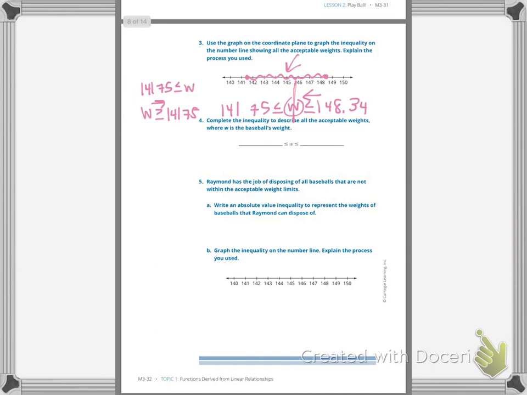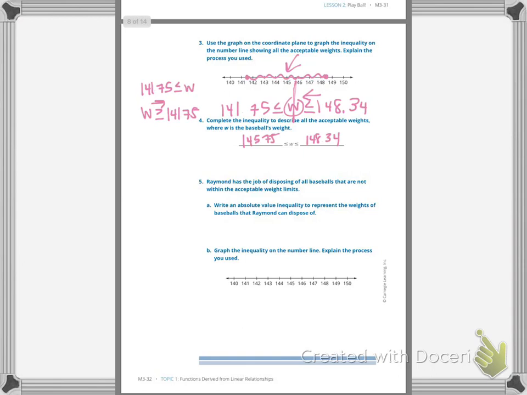Okay, so if we completed that, 145.75, 148.34, which is kind of what we wrote up there. Says Raymond has the job of disposing of all baseballs that are not within the acceptable weight limits. Write an absolute value inequality to represent the weights of the baseballs that Raymond can dispose of.